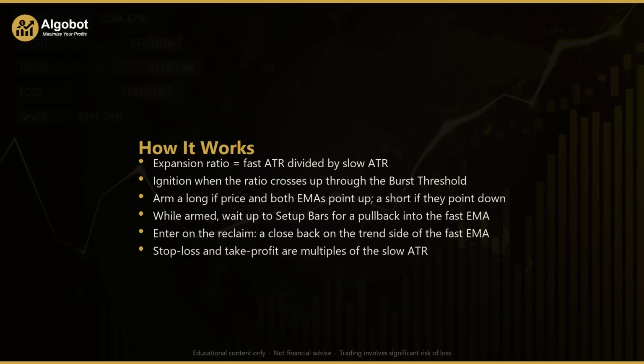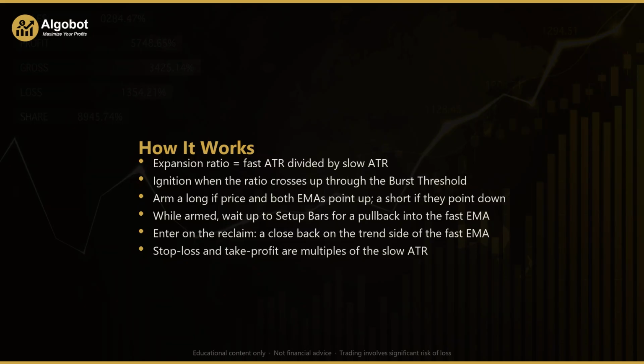Everything is evaluated on the last fully closed bar, and the strategy takes at most one action per closed bar, so it never reacts to a candle that is still forming. First, the strategy builds its expansion ratio by dividing the fast average true range by the slow average true range. On each closed bar, it compares the current ratio to the previous ratio. When the ratio was at or below the burst threshold and then crosses up above it, the strategy detects what it calls an ignition, a fresh swell of volatility.